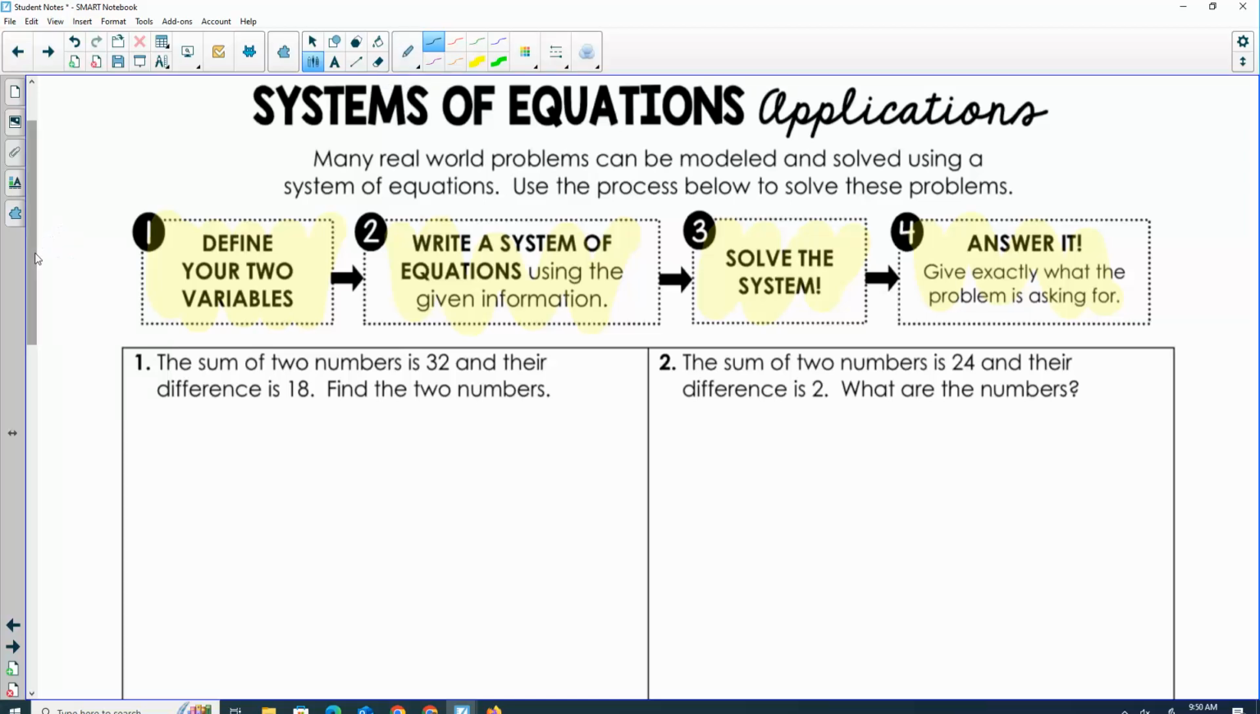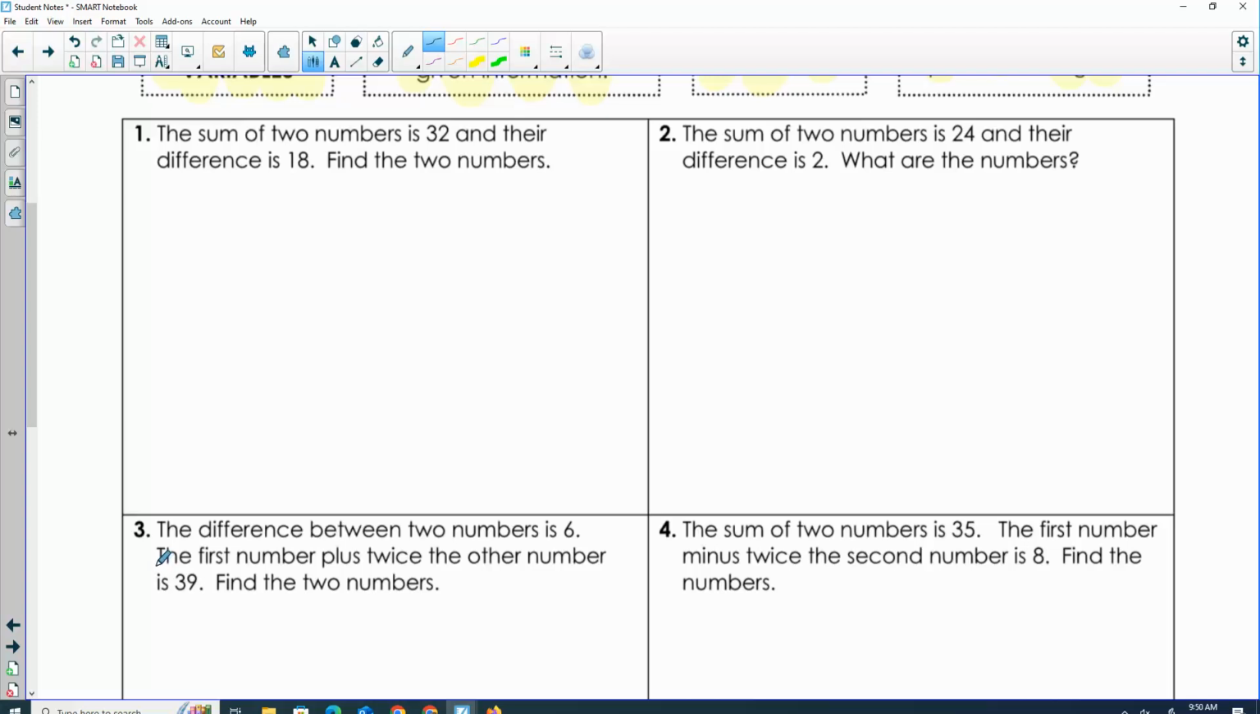Alright, we're going to jump around quite a bit today, but let's take a look at problem number 1. The sum of two numbers is 32, and their difference is 18. Find the two numbers. So I have to find my two numbers. That's what x and y are going to be. So I'm just going to say x is the first number. Y is the second number.